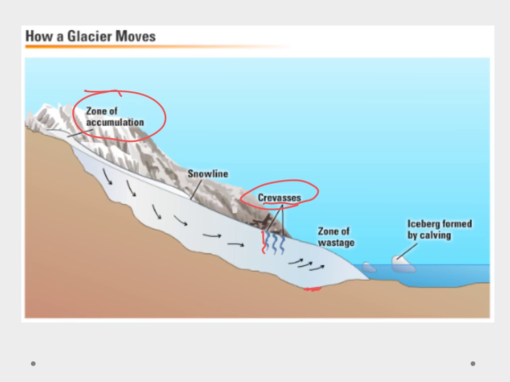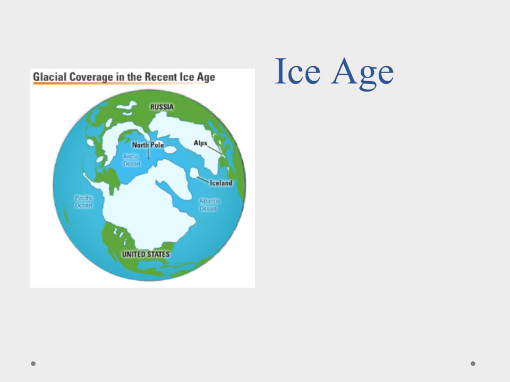Now at the other end from the zone of accumulation, we have the zone of wastage, and this is where you have more melt than you have forming, so this is normally where we see the end of the glacier. And at the very end of it, sometimes we'll see iceberg formation by calving, and that's where it'll break here. You can have a crevasse, and it'll cause this portion here to break off and form an iceberg.